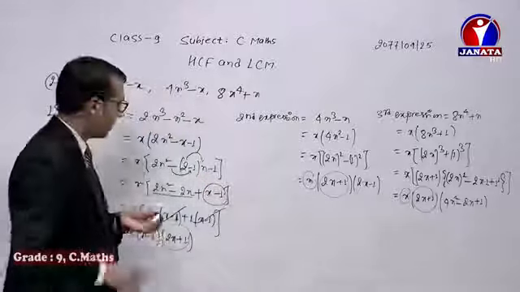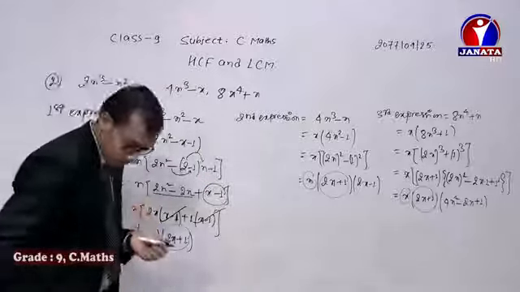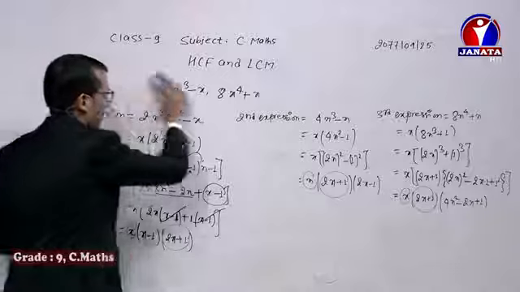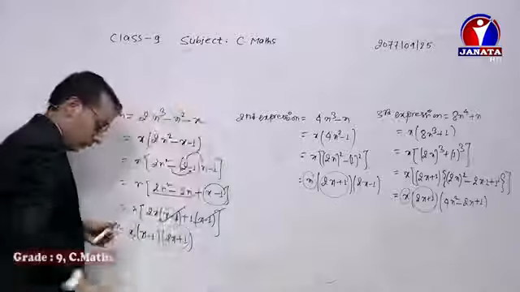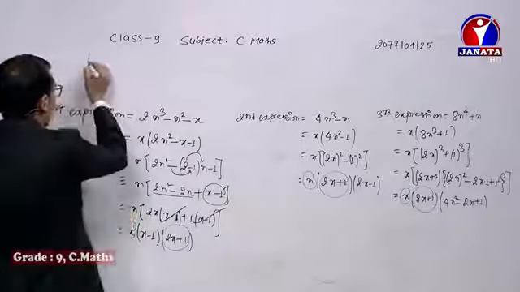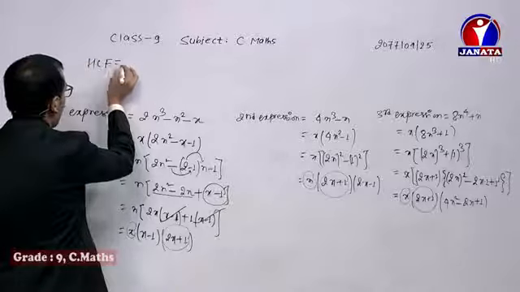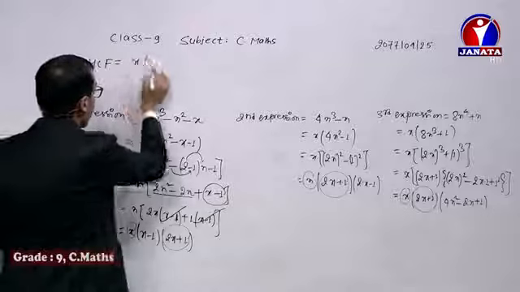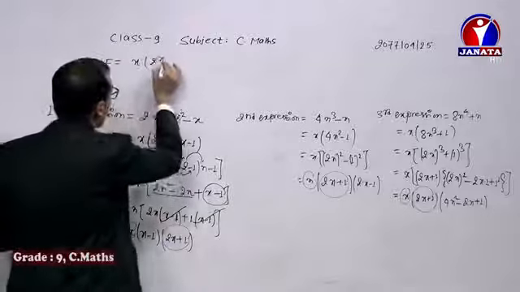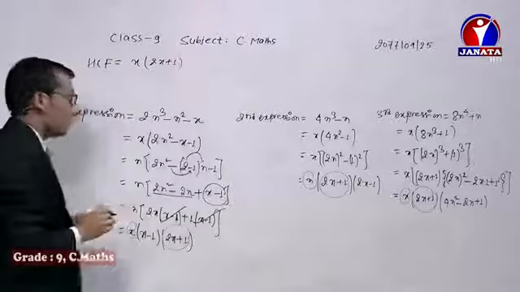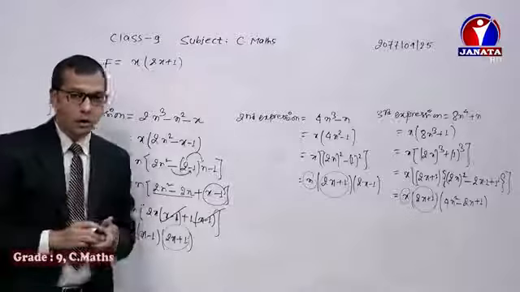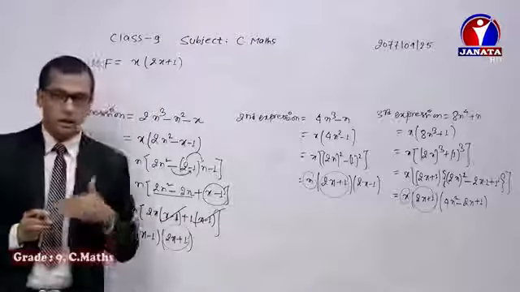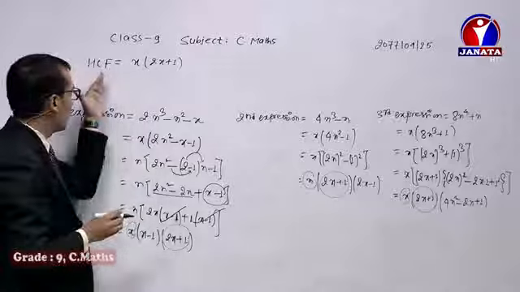So what is HCF? So therefore, HCF is the common factors from all the expressions. So the common factors are x and 2x plus 1. So we simply multiply the common factors for HCF.